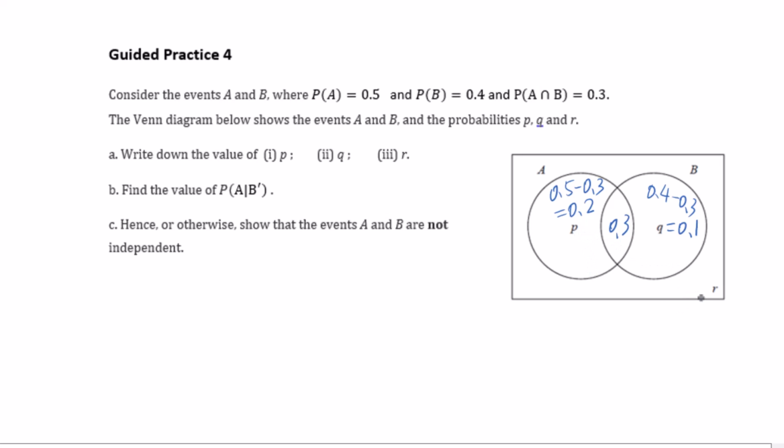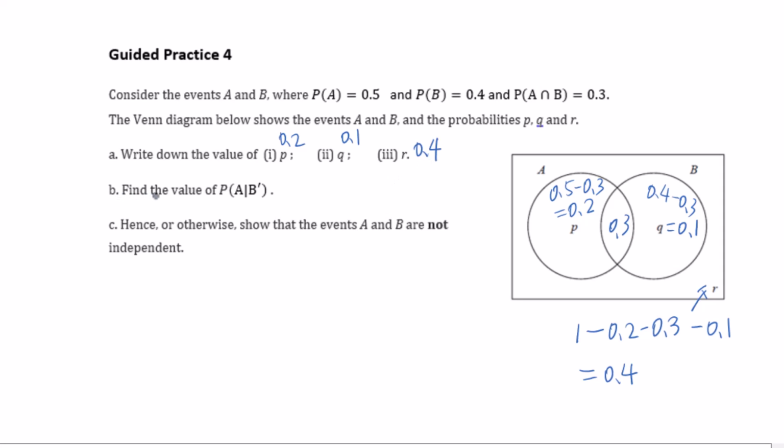This R we can figure out by doing 1 minus P, which is 0.2, then minus the intersection of A and B, then minus 0.1. So we have 0.4. We figure out P is 0.2, Q is 0.1, R equals 0.4.